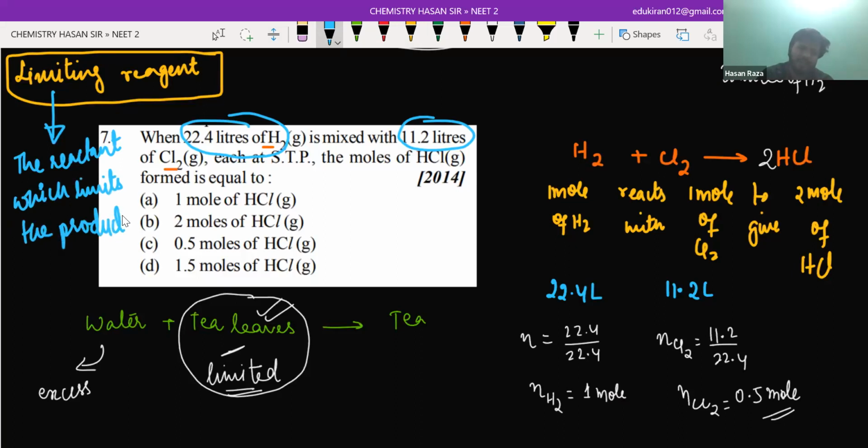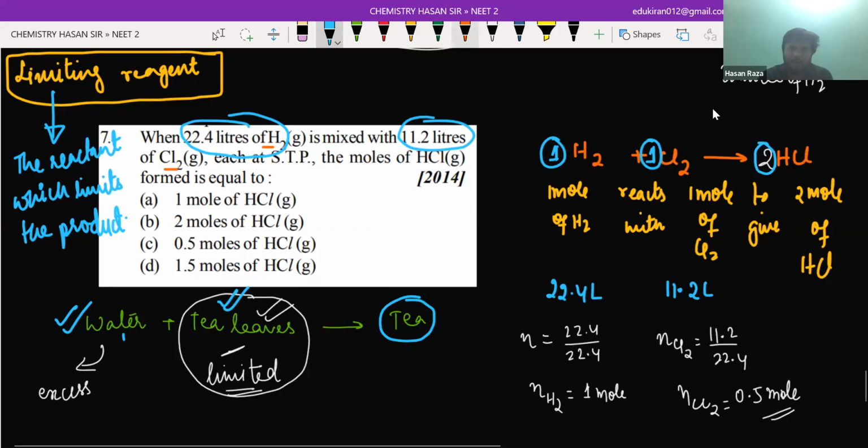Basically the product depends upon the limiting reagent, because this water you have in excess, but the tea leaves are in limited amount. So according to this limited amount, you will prepare tea. So you can see 1 mole of hydrogen reacts with 1 mole of Cl2. The ratio should be equal to get 2 mole of HCl. But here you can see 1 mole of H2 and 0.5 mole of Cl2.